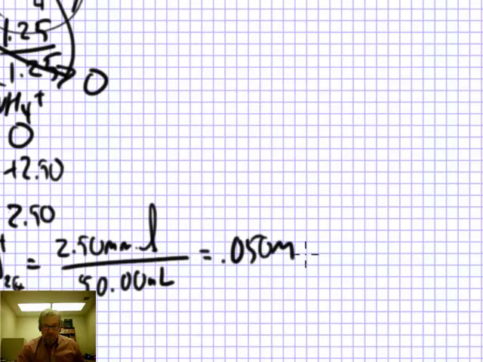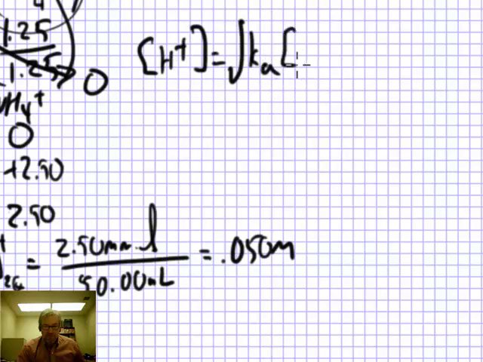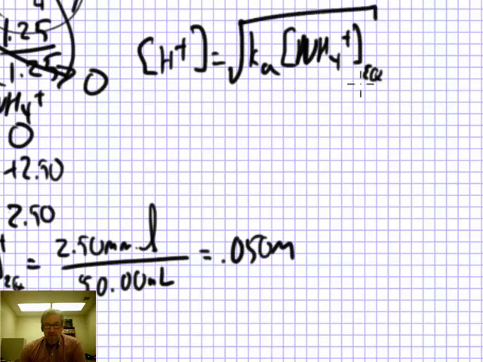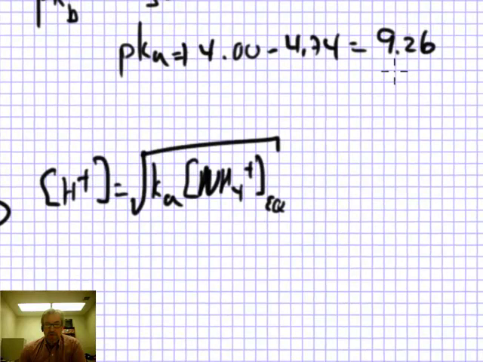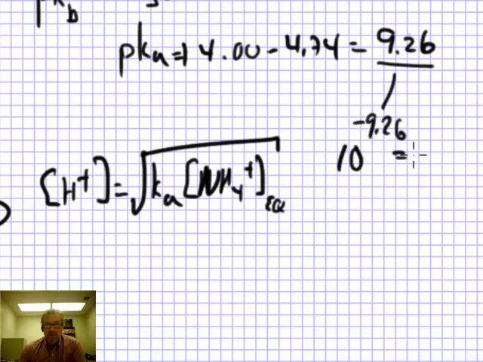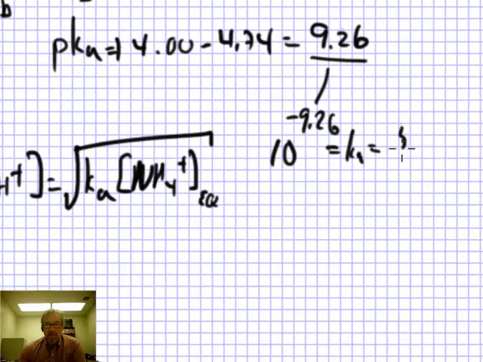So the concentration of H plus is going to be given by the square root of that times the Ka for NH4 plus. So what's Ka? Well, we figured out the pKa in the last problem is 9.26, so we'll take 10 to the minus 9.26, and that will give us the Ka value, and it ends up being 5.6 times 10 to the minus 10th.